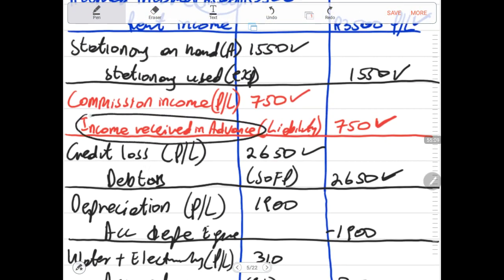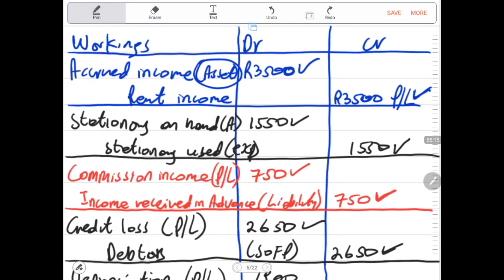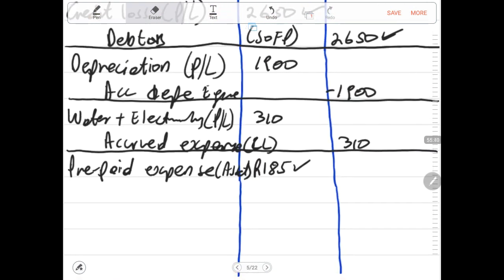What did we debit? We debited the income that was received in advance, which was commission income. So it's always as easy as that. The first one, we said debit accrued income, and we said accrued income is an asset, and we know that assets increase on the debit side. We debited accrued income. What was credited? It was the income that was accrued, which is rent income. So it's always as easy as that. Now we have made clarity enough on that one.